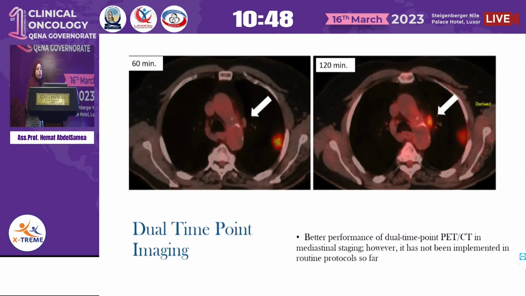A better performance of dual time point PET-CT compared to single time point for mediastinal staging. This is one patient imaged at 60 minutes and 120 minutes with the uptake in the mediastinal lymph node increased in the later images.